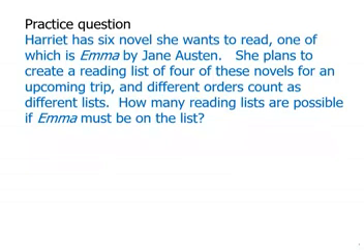Here's the practice problem. Pause it, and then we'll talk about it. Okay. Harriet has 6 novels she wants to read, one of which is Emma by Jane Austen. She plans to create a reading list of 4 of these novels for an upcoming trip, and different orders count as different lists. How many reading lists are possible if Emma must be on the list? Okay, so we actually could count this. And it wouldn't be that bad to count it, but let's talk about how to count it in this alternate way.